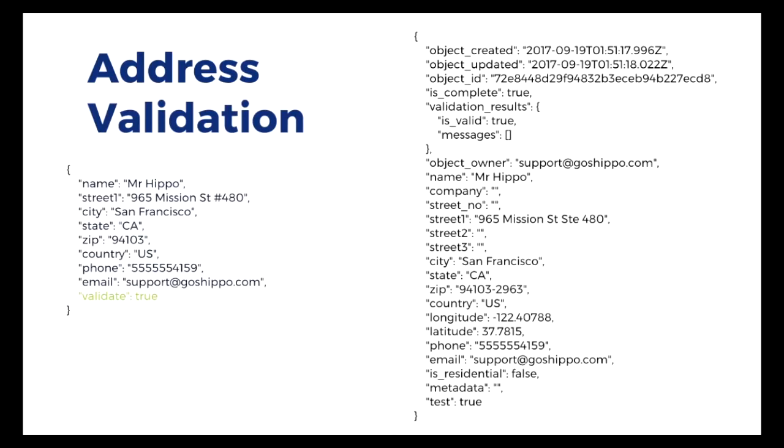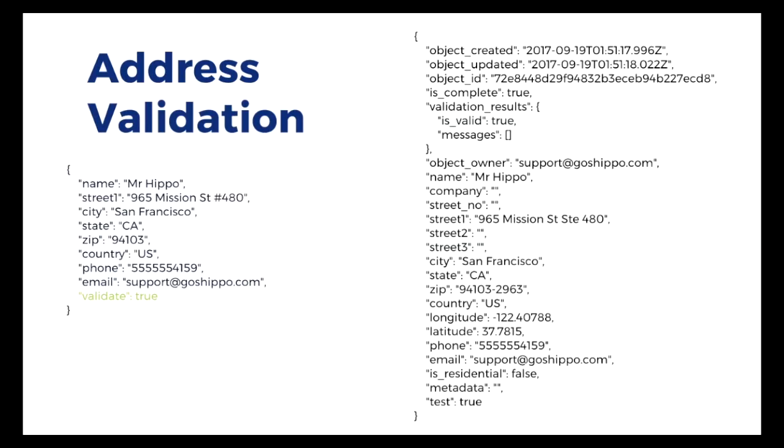So the basic fields that you have to provide in order to validate an address are the name, street one, city, state, zip, phone, which is required for some carriers, and email. The email is not quite as important. You can provide your own company email, but it is useful because some carriers are actually going to require you to have that.